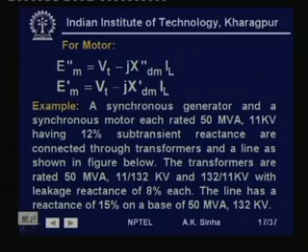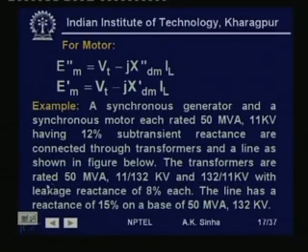So, in this example, we have a synchronous generator and a synchronous motor, each rated at 50 MVA, 11 kV, having 12% subtransient reactance. Now, 12% subtransient reactance means 0.12 per unit reactance. They are connected through a transformer and a line as shown in the figure below.